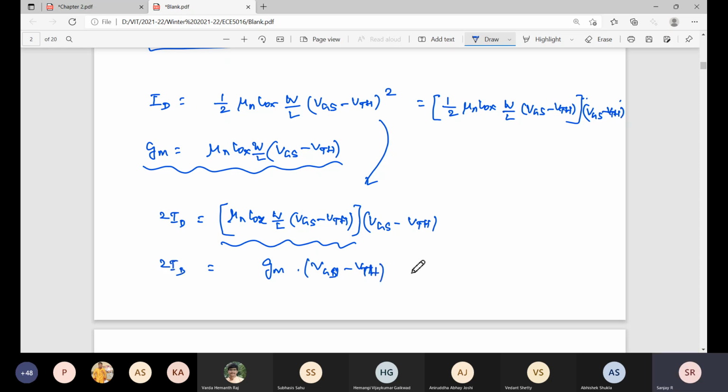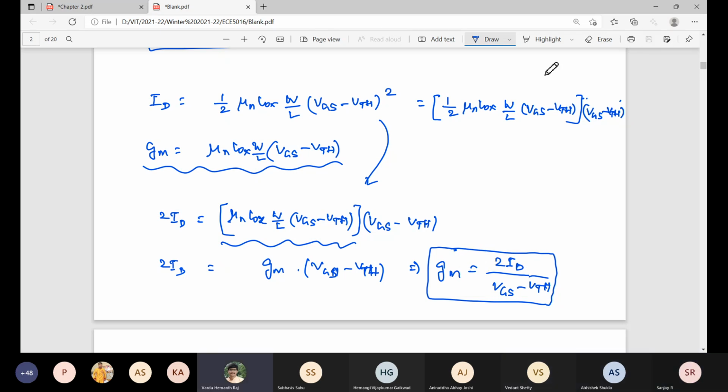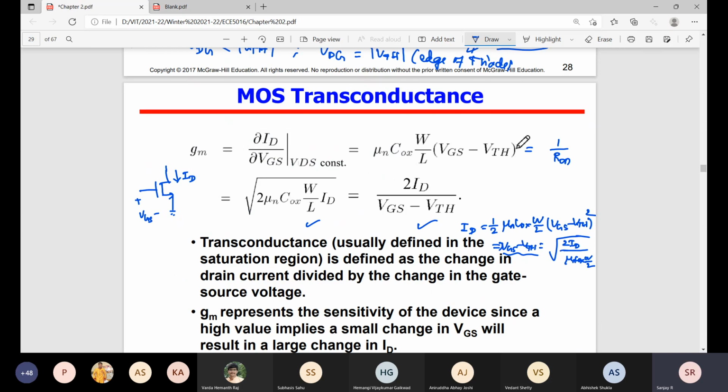So what is gm now? I can write gm equal to 2 ID divided by VGS minus VT. Is it clear, the derivation? You can try on your own. Is it clear? Any doubts here? So like that, we have three expressions.